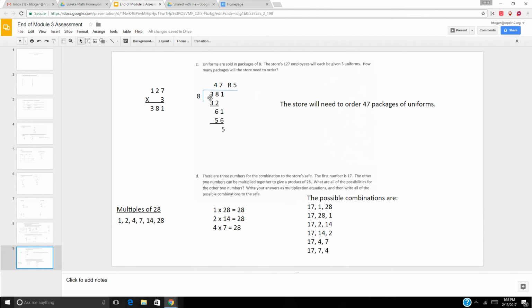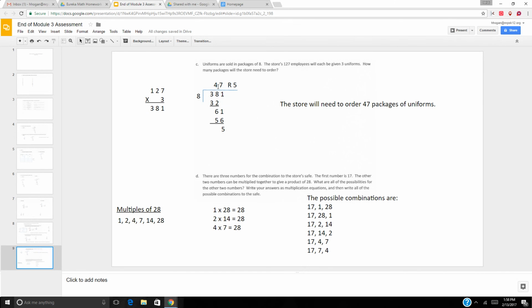So how many packages will we need? 381 divided by those 8. 38 divided by 8 is 4. 4 times 8 is 32, which leaves us with 6. Bring down the 1. We have 61 ones. 8 times 7 is 56. 61 minus 56 is 5, so they'll have 5 remaining.